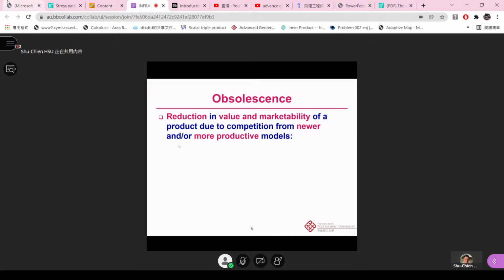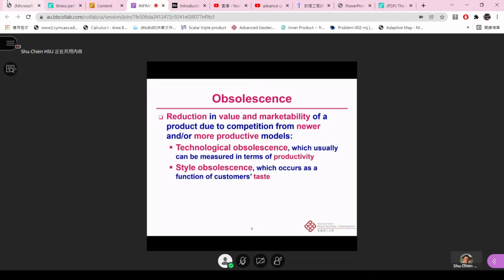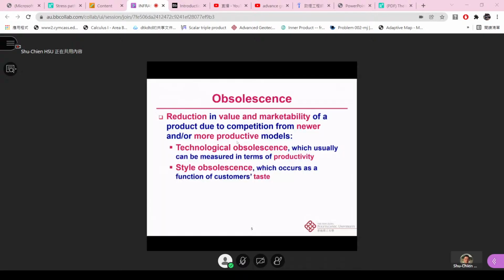Unless you really compare with the phone that you bought like 5 years ago and now. But it's just very small differences if you compare with the newer model. So it can be technological obsolescence, which usually can be measured in terms of productivity, what I just mentioned about the performance of the chips or the horsepower of the engine. And style obsolescence, which occurs as a function of customer taste. I think most people just want to have the newer model. So this is how it causes the differences.